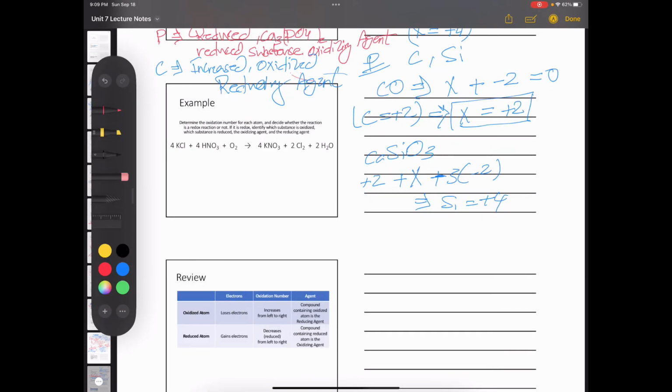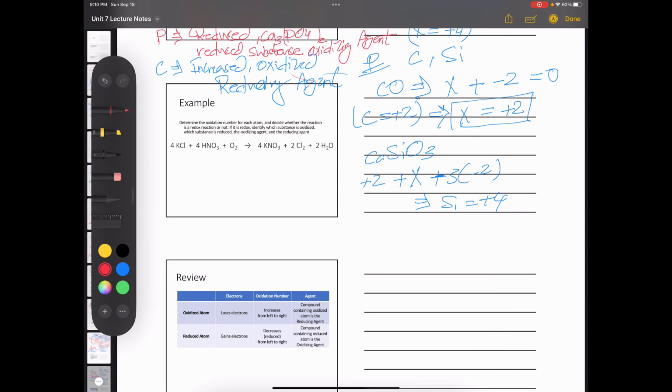Okay, let's try one more example. We're going to try to identify our oxidized substance, reduced substance, reducing agent, and oxidizing agent. But before we do any of this, we will need to assign oxidation numbers. Following the table and following what we did in the first example, first, we need to find out if we have any pure substance, because these are the easiest to assign oxidation numbers since they will have zeros.